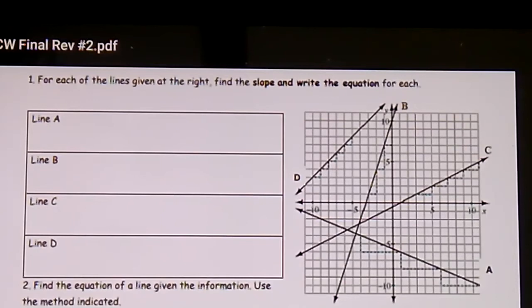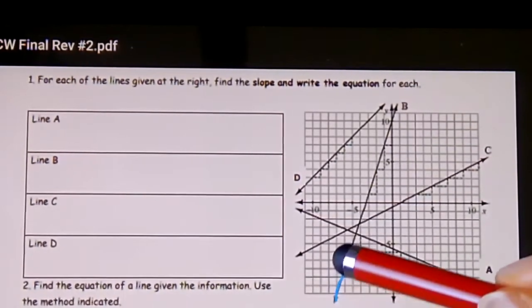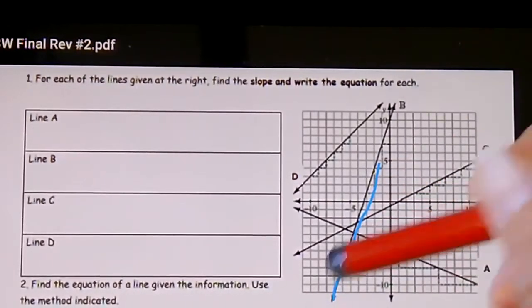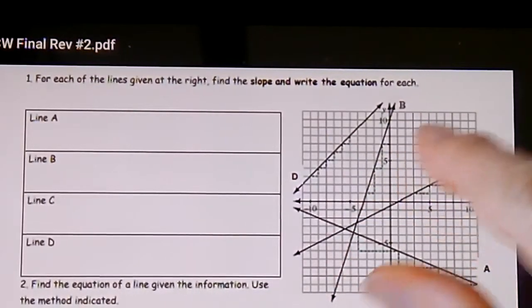So on the very first problem here, it says for each of the lines given at the right, find the slope and write the equation for each. Now, I'm going to start off with the one that's probably the easiest, which is B. So let me just draw on top of B. Okay, so this one right here is B. I'm going to zoom in a little bit more.